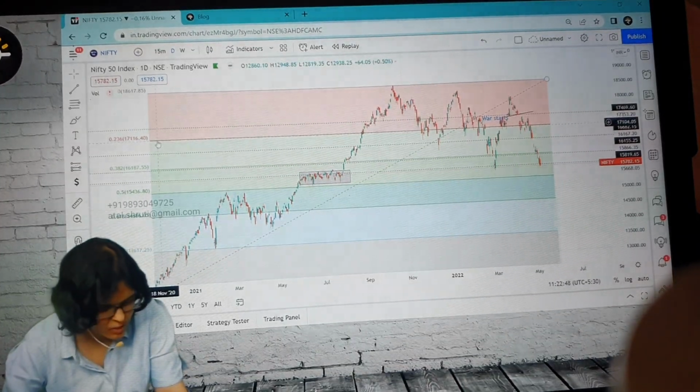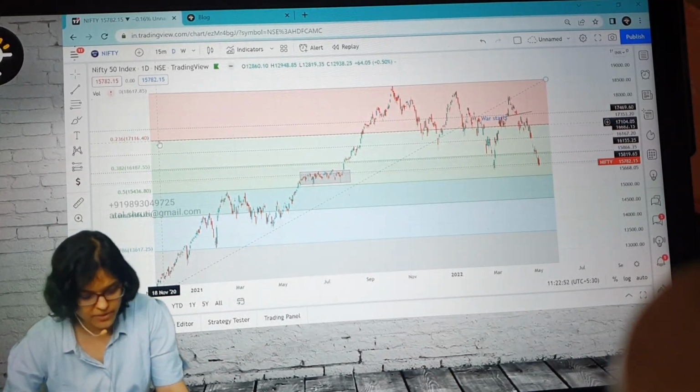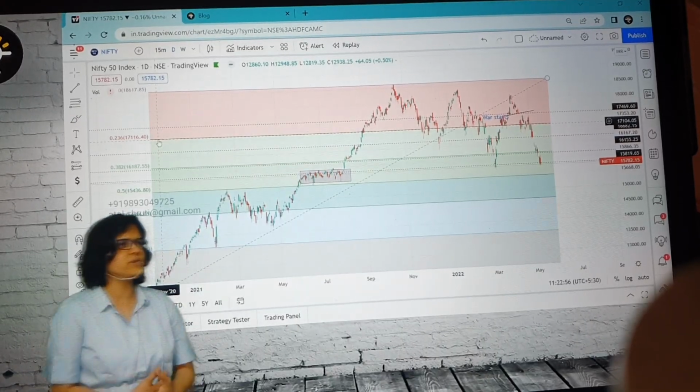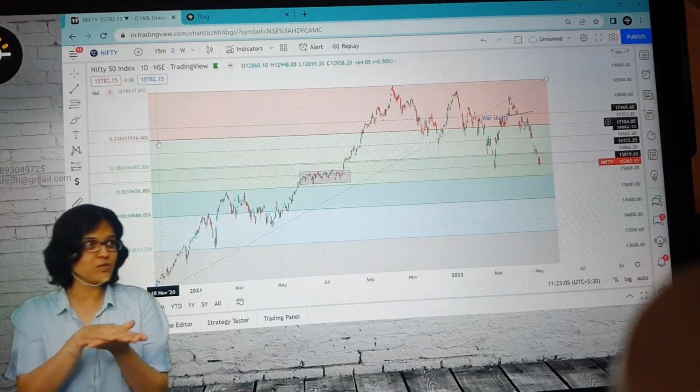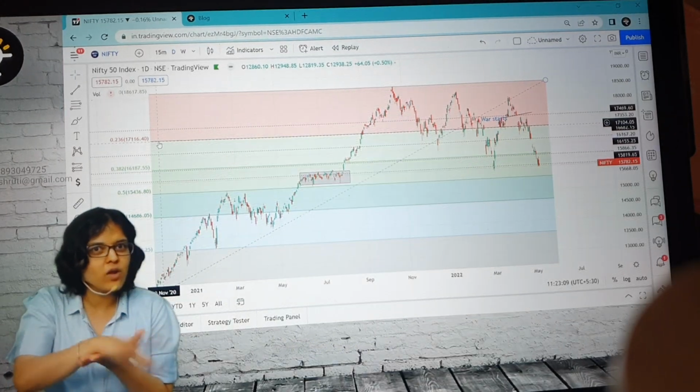So what is this level? This level is 17,116, 23%. Has this already been broken? On TV channels you might have seen 17,100 to 17,200. That's a crucial support, if you are following news. This is the level, 17,100 to 17,200. Broken. 23% gone. What is the next support?